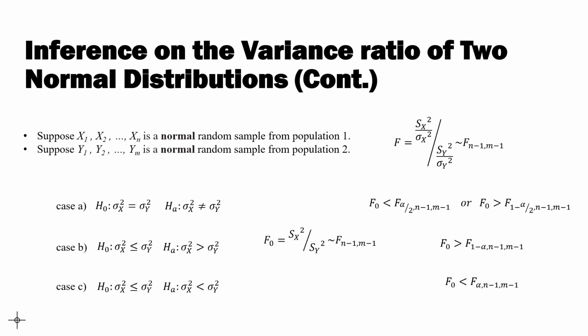In the two-tailed test, the rejection region is from -infinity to f value of half alpha with n-1 and m-1 degrees of freedom, and from f value of 1 minus half alpha with n-1 and m-1 degrees of freedom to positive infinity. Please note that as the F distribution is not symmetric, the rejection region is not symmetric as well. For the upper-tailed test, the rejection region is from f value of 1 minus alpha with n-1 and m-1 degrees of freedom to infinity, and the lower-tailed test has a rejection region of -infinity to f value of alpha with n-1 and m-1 degrees of freedom.